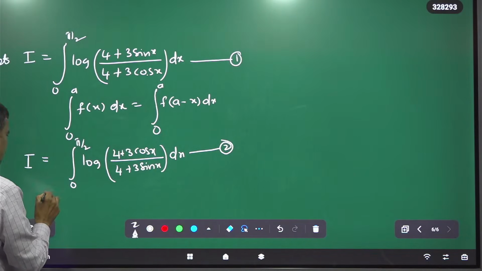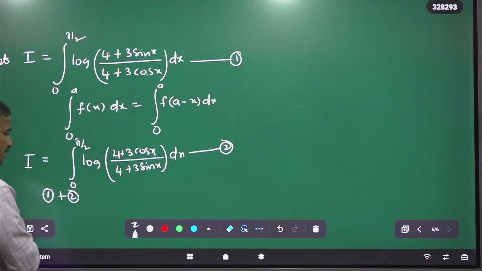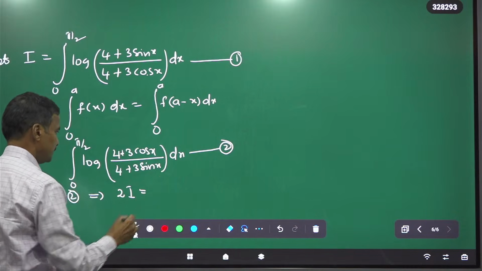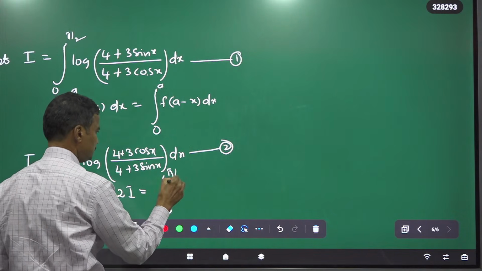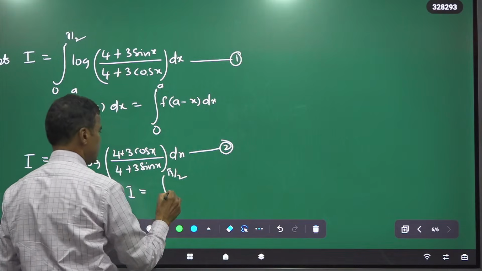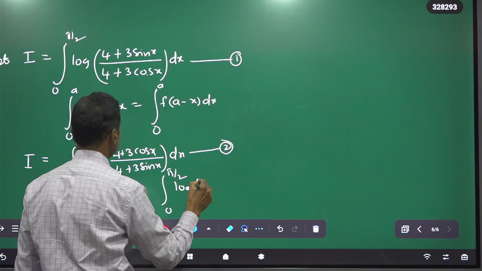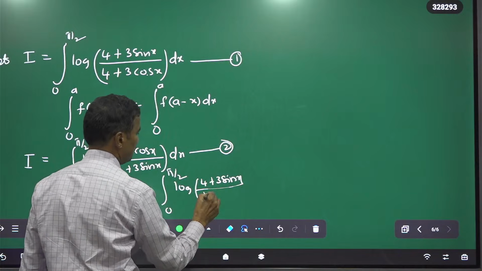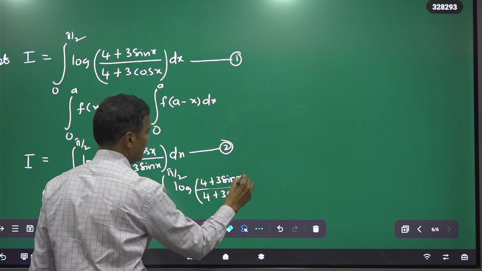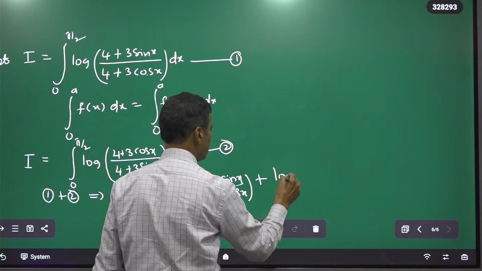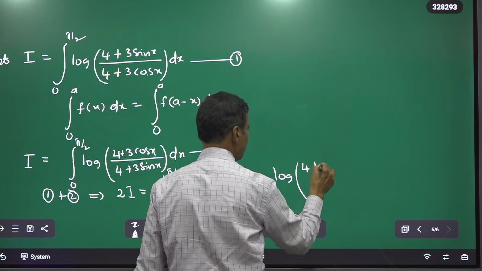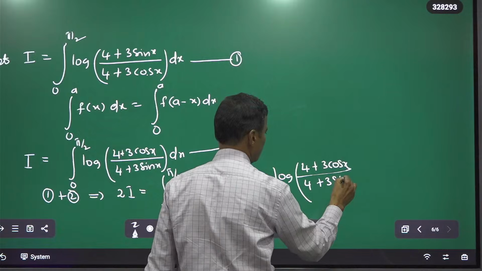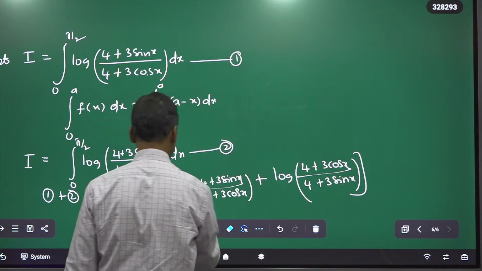Then equation 1 plus equation 2 gives the LHS as 2I. 2I is equal to integral of 0 to pi by 2 of log of (4 plus 3 sin x) by (4 plus 3 cos x) plus log of (4 plus 3 cos x) by (4 plus 3 sin x) dx.